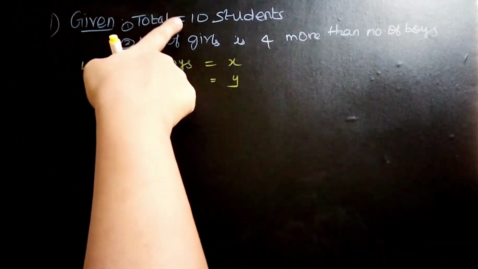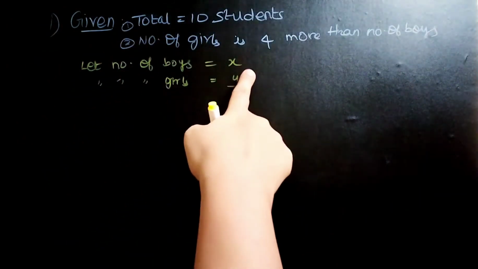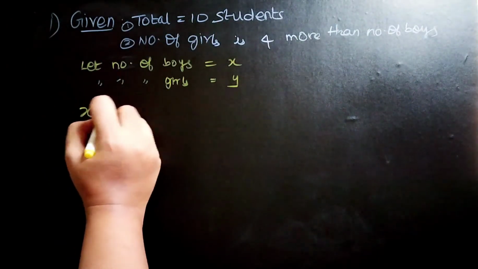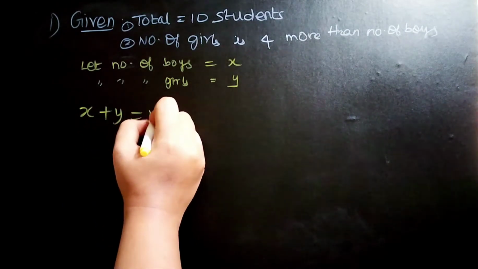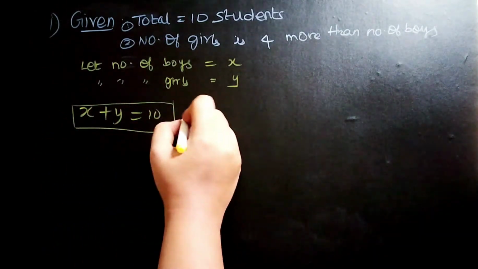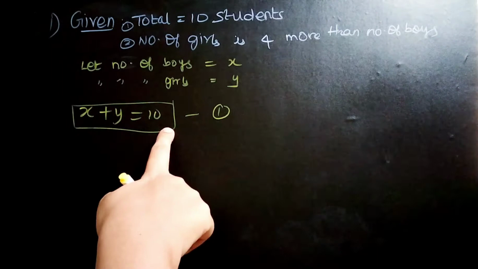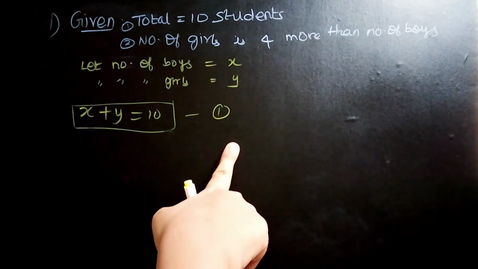And the first condition they have given is a total of 10 students. So total boys and girls, isn't it? So the first equation is X plus Y is equal to 10. We can't simplify this equation further, so we can have it as it is.